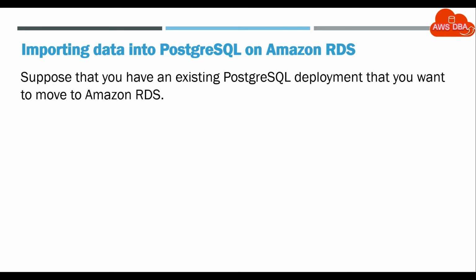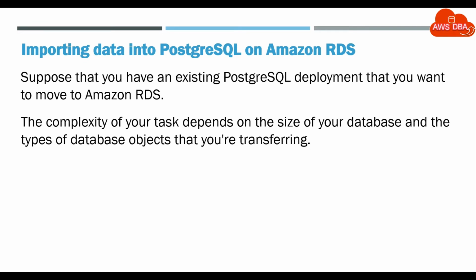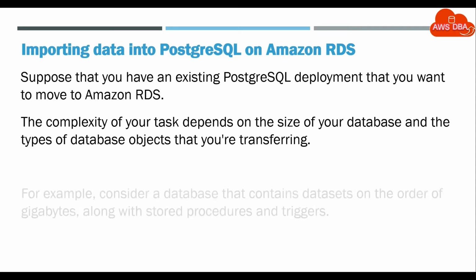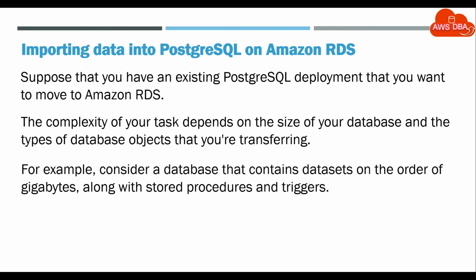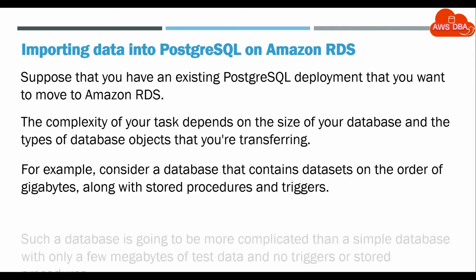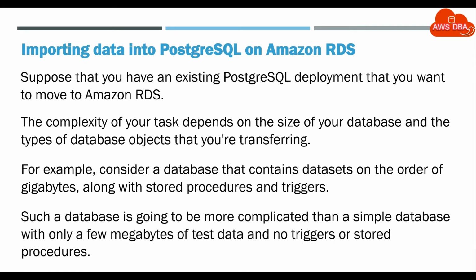Suppose that you have an existing PostgreSQL deployment that you want to move to Amazon RDS. The complexity of your task depends on the size of your database and the types of database objects that you're transferring. For example, consider a database that contains datasets on the order of gigabytes, along with stored procedures and triggers. Such a database is going to be more complicated than a simple database with only a few megabytes of test data and no triggers or stored procedures.